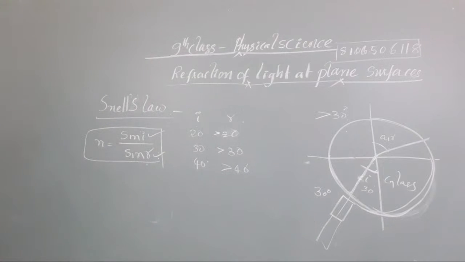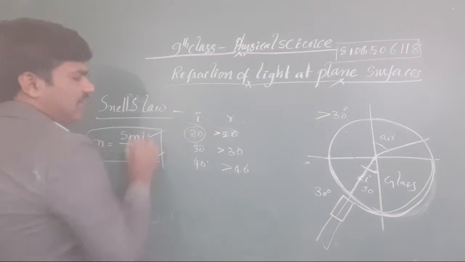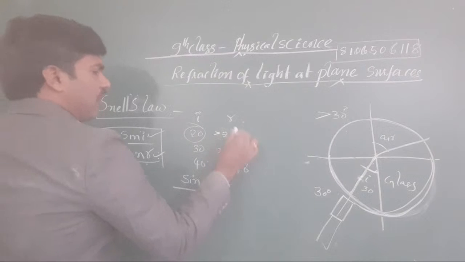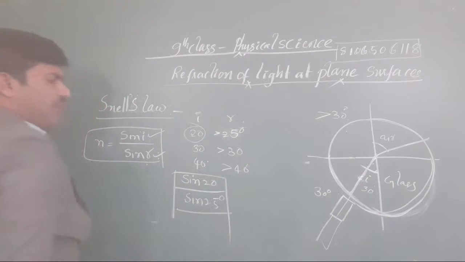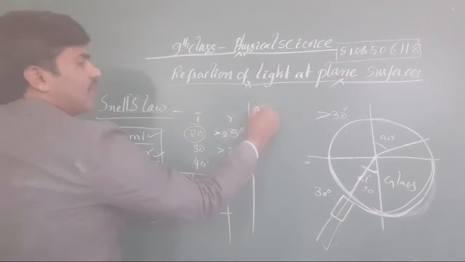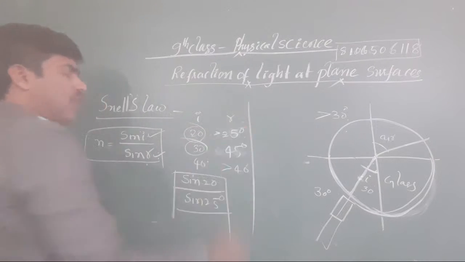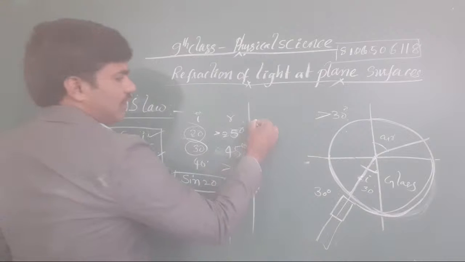After taking the values, you take the ratio of sine I and sine R. How to take it? Suppose the incident angle is 20 and the refracted angle is 25 degrees, you take sine 25 degrees. But for our convenience, I am taking sine 30 as the incident angle and sine 45 as the refracted angle. Clear or not, all the students? This is 30 and this is 45.